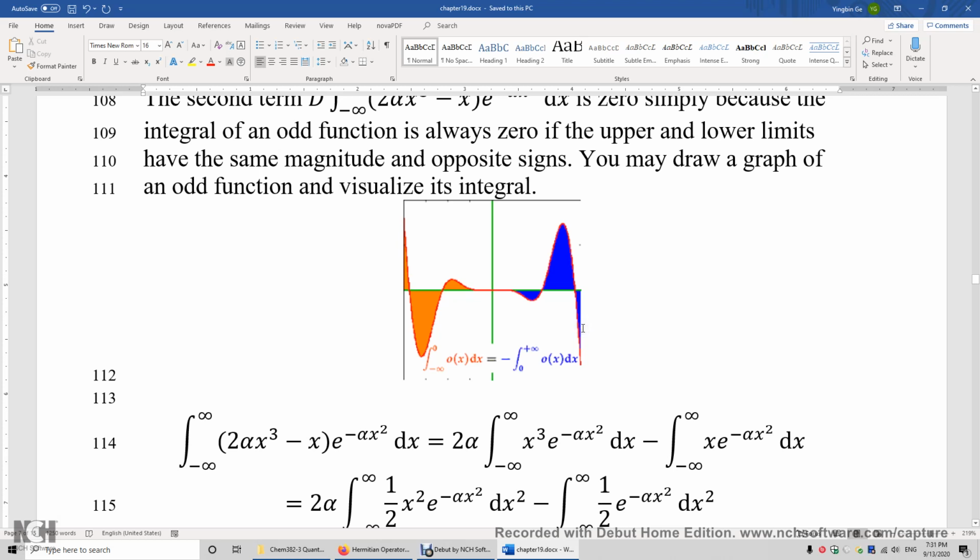So again, if you are looking at an integral of an odd function from negative infinity to positive infinity, the value is 0. It does not have to be from negative infinity to positive infinity. If you have an integral of an odd function from negative L to positive L, the integral is 0. L can be any number.